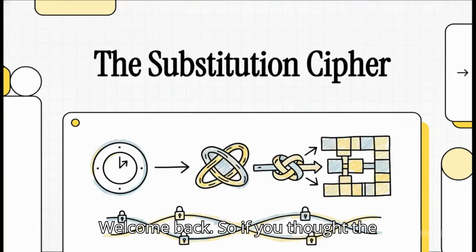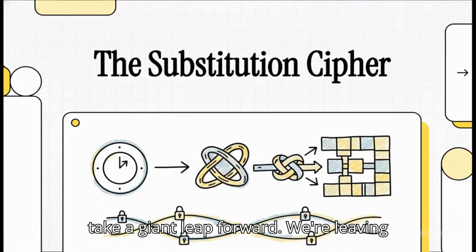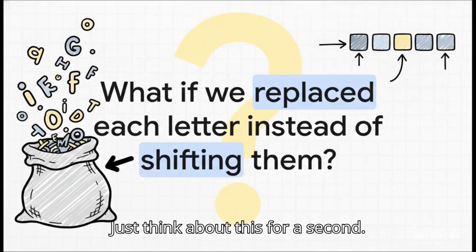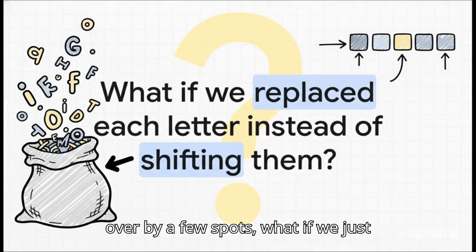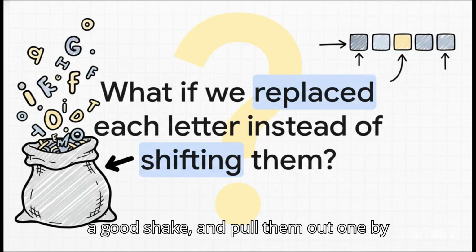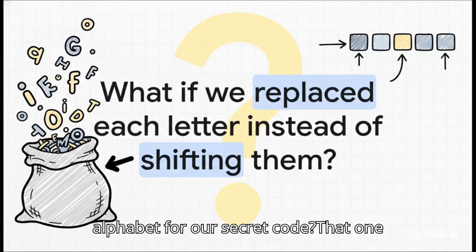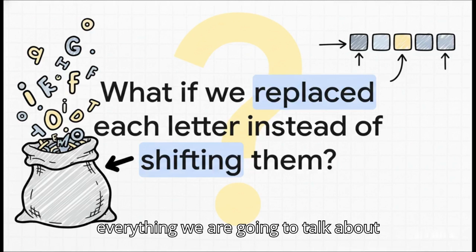Welcome back. So if you thought the Caesar Cipher was a pretty cool trick, well, get ready, because we're about to take a giant leap forward. We're leaving those simple, predictable shifts in the dust and diving headfirst into the wild world of completely scrambled alphabets. Just think about this for a second. Instead of sliding the entire alphabet over by a few spots, what if we just threw all the letters into a hat, gave it a good shake, and pulled them out one by one to create a totally new, jumbled up alphabet for our secret code? That one simple idea, well, that's the heart of everything we're going to talk about today.